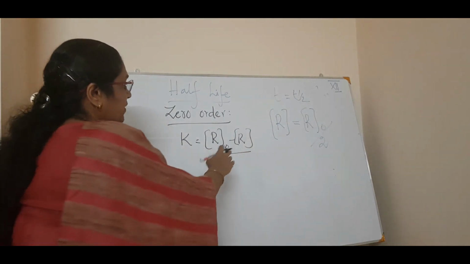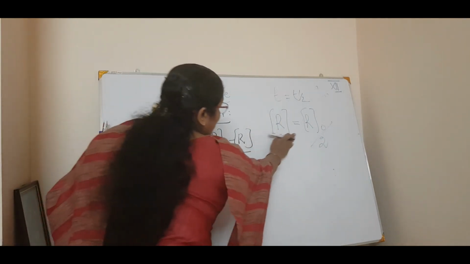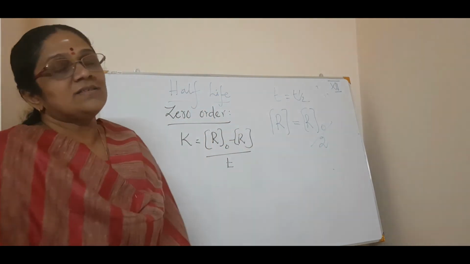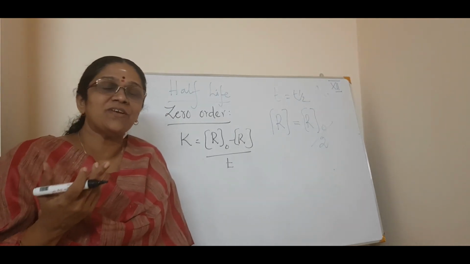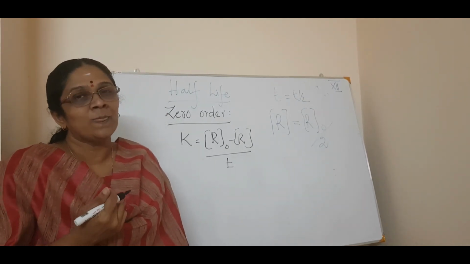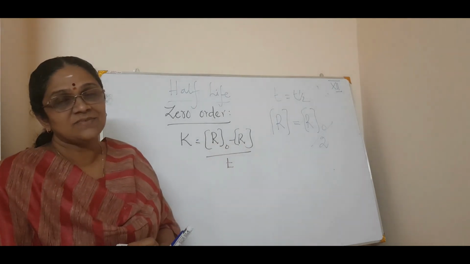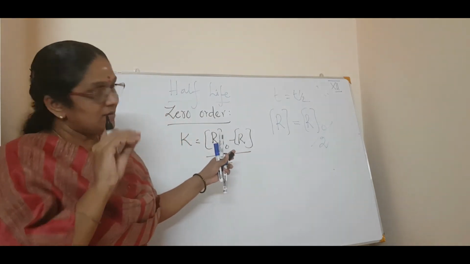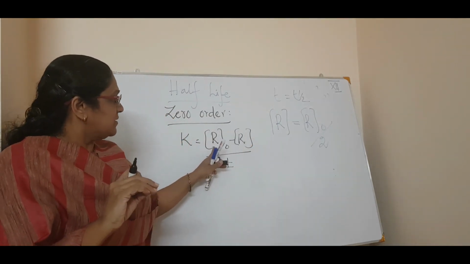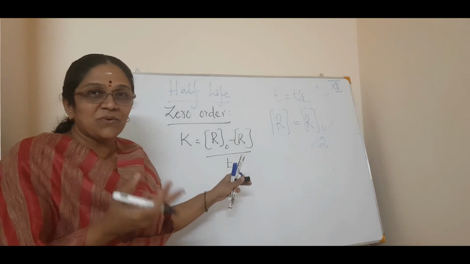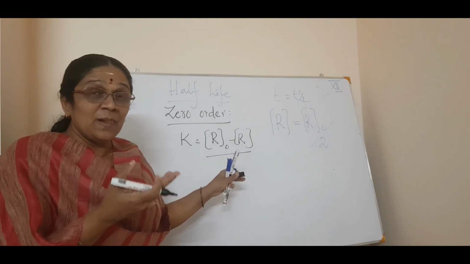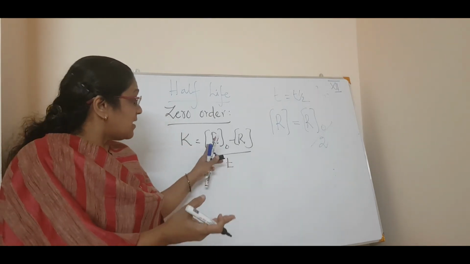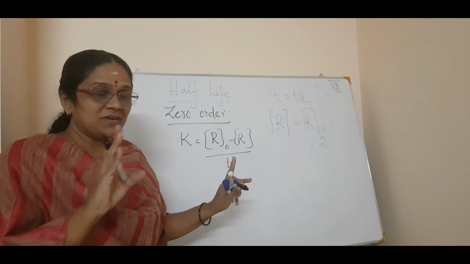Now, what will happen? R becomes R0 by 2. I am really sorry, it is R, not R0. See, how can the initial concentration R0 be R0 by 2? You can't have it in this equation. Just a twist in the tongue. R0 is always R0, because it is the initial concentration. But you can have the concentration R as R0 by 2. Clear?